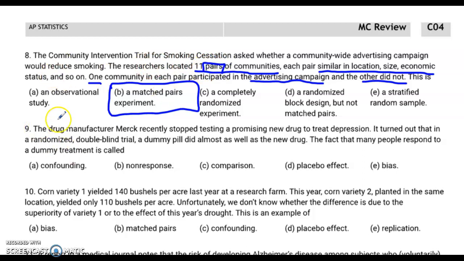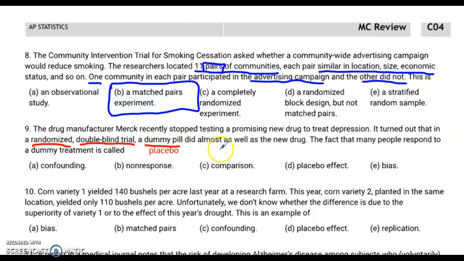Easy. The drug manufacturer Merck recently stopped testing that promising new drug to treat depression. It's a randomized, double-blind trial, which means randomized means we're giving the treatments at random. That double-blind means that the investigators don't know what they're giving and the subjects don't know what they're taking. Another word for dummy pill is the placebo.